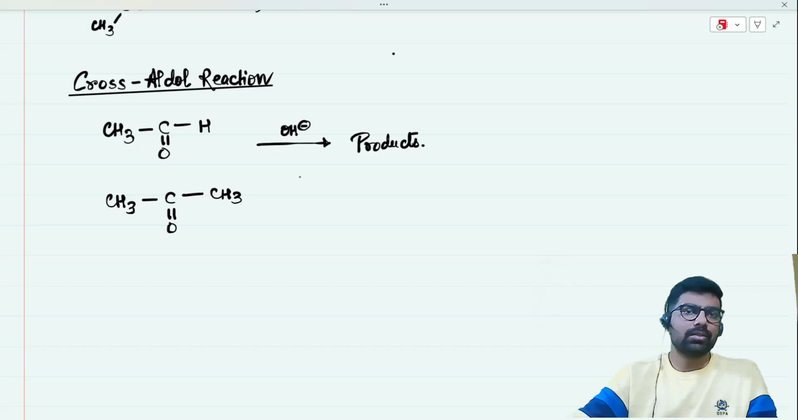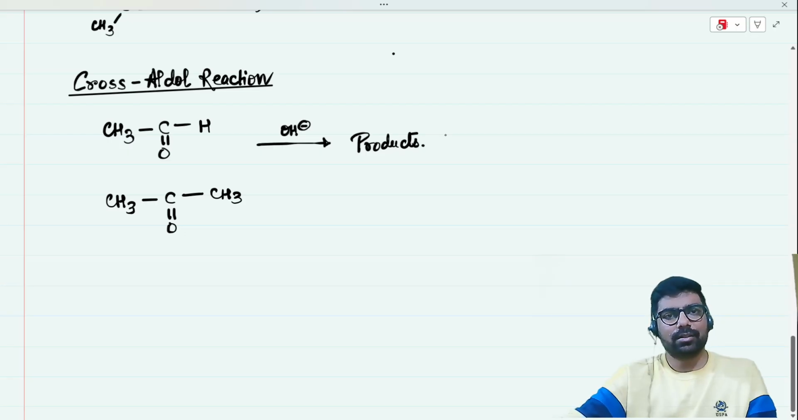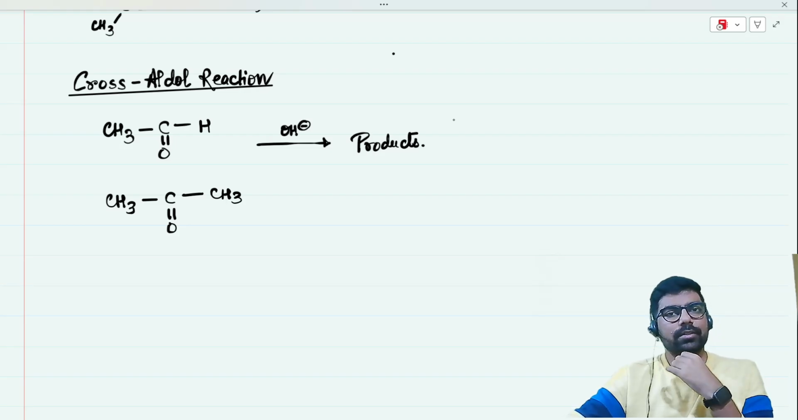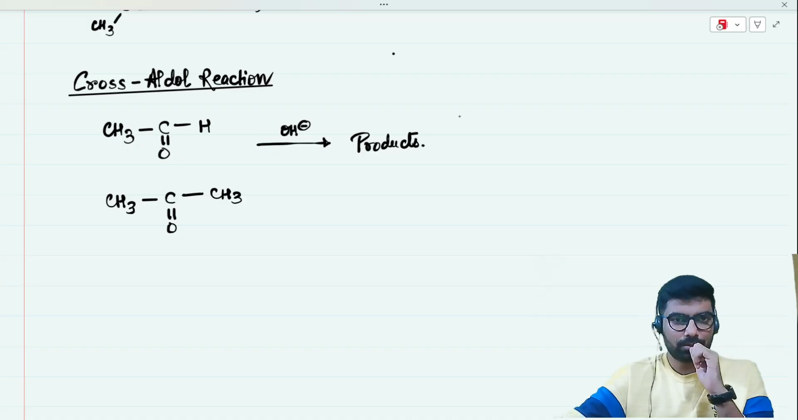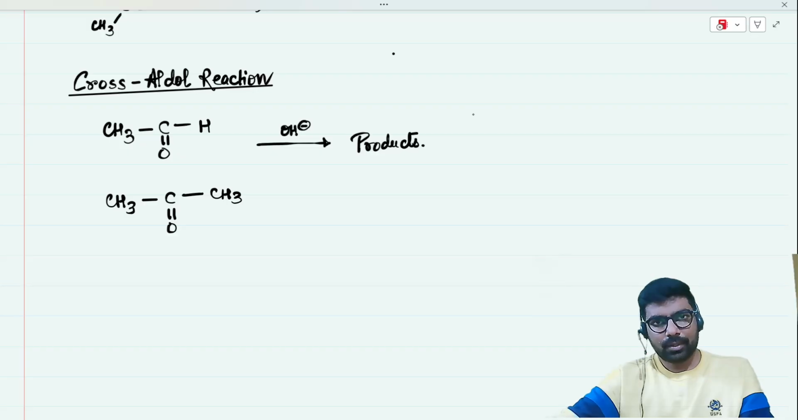So this might be a question. What will be the products formed? The first step, OH minus. Now we have to find out the alpha hydrogen. Both the molecules have alpha hydrogen, right? So first there can be a self-aldol also. If a lot of molecules are there in the reaction medium, this molecule will undergo a self reaction and we will form a product which we have formed already.